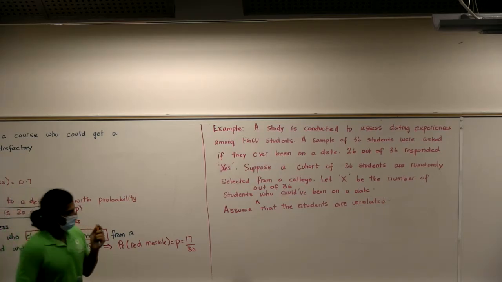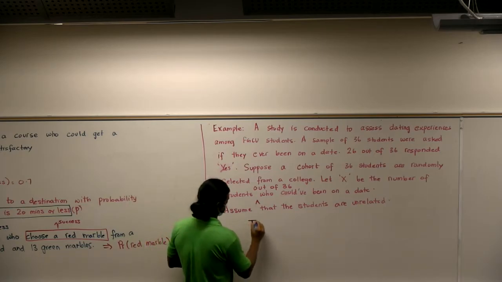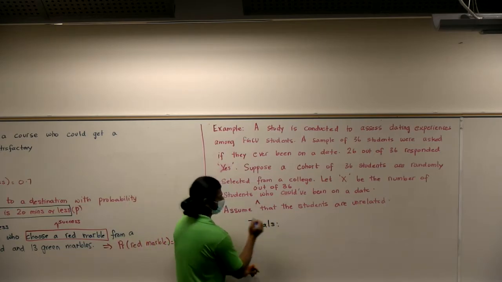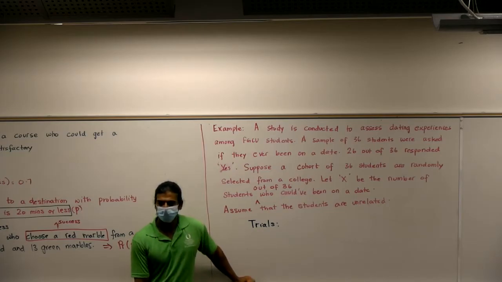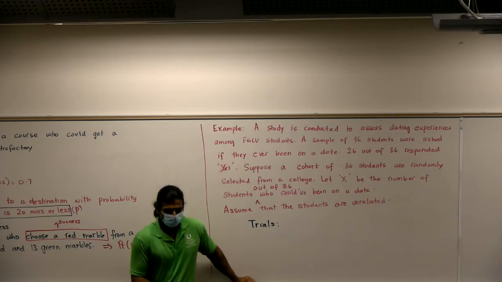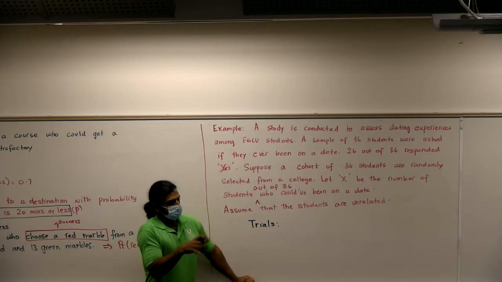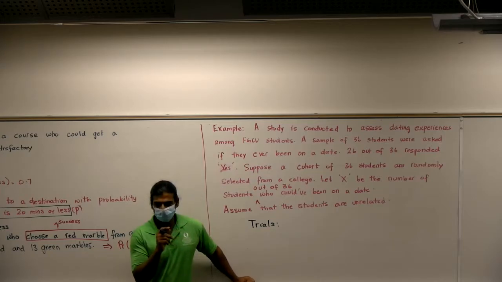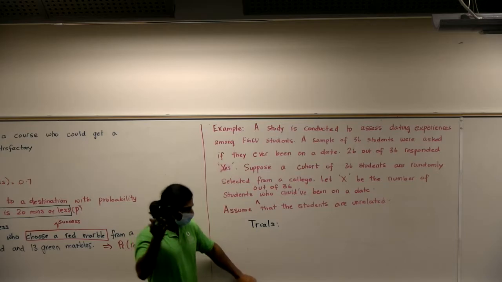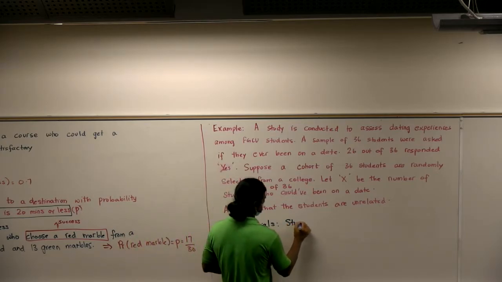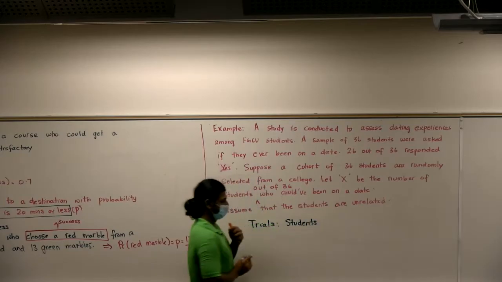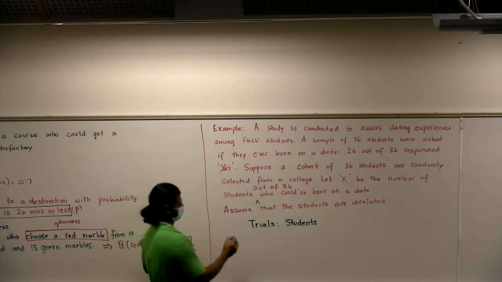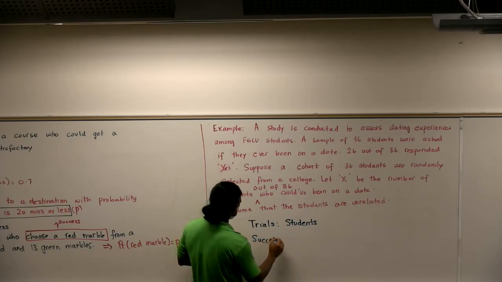Yes. So what are the trials? What is the trial in this example? Being on a date and not being on a date. That's the event. The 36 students. So each student is a trial, so the trials would be the students. What is the success event? Being on a date.